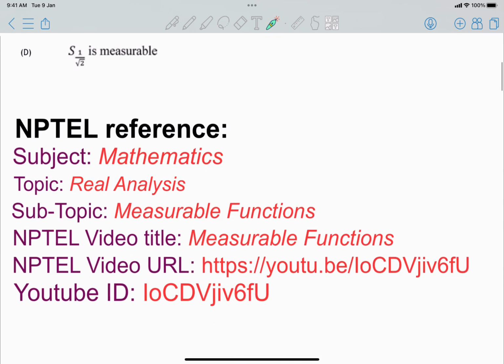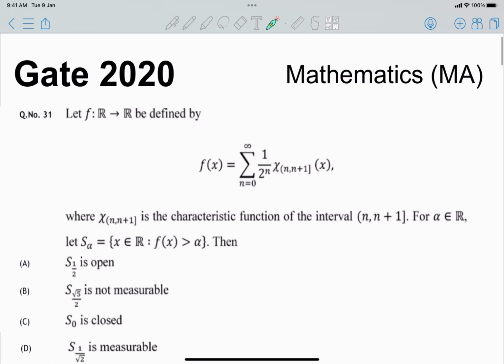So this is the NPTEL reference. This you can check. Okay, let's try to solve this one. So let's try to understand what this function is.